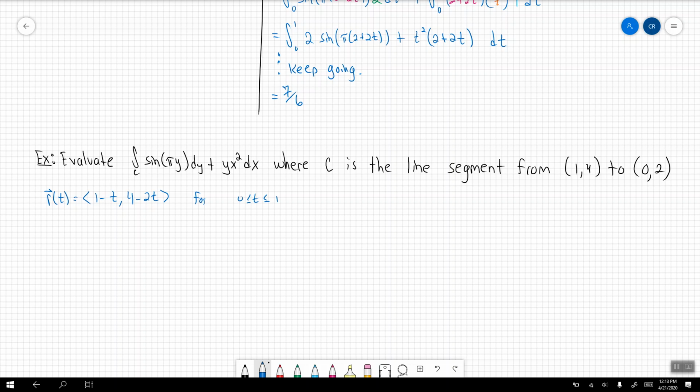Now, how does that line integral look? Well, the line integral for the curve C for sine of pi y dy plus y x squared dx will now be the integral from 0 to 1 of sine of pi times 4 minus 2t multiplied by negative 2 dt, plus 4 minus 2t multiplied by 1 minus t cubed multiplied by negative 1 dt. And so this is that line integral that we then just need to evaluate.